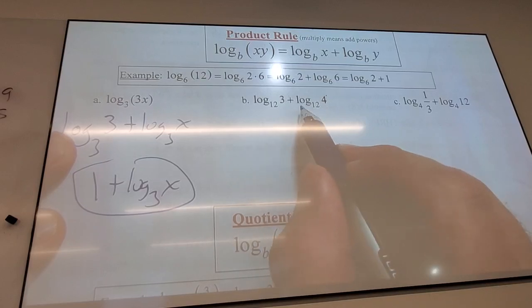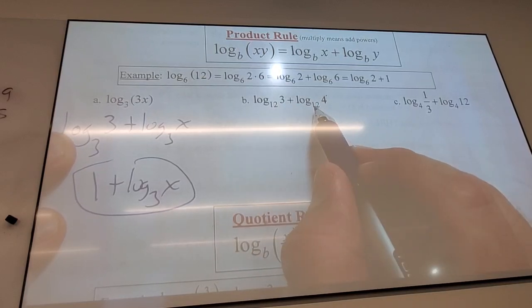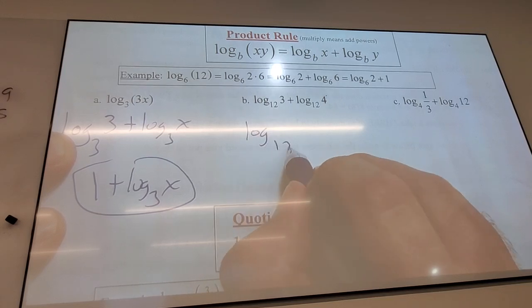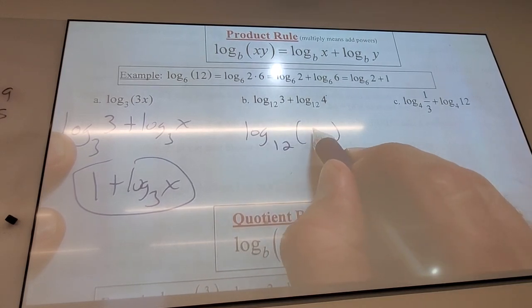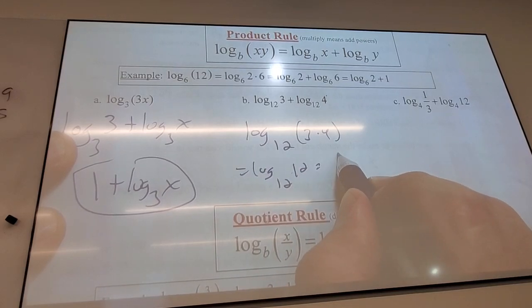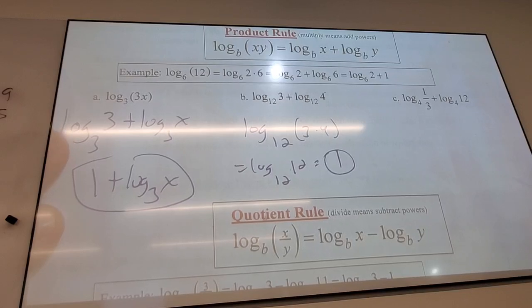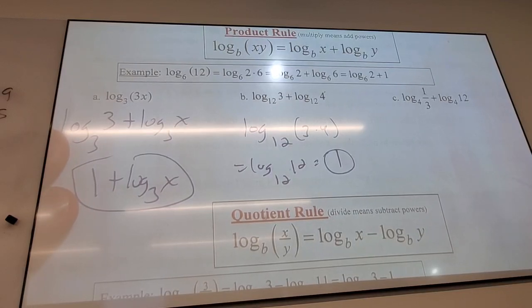This guy's just going the other way. So I'm adding two powers that have the same base. That means I can rewrite it as 3 times 4, log base 12 of 12, which remarkably enough is 1. So when I'm adding logs, that means you can make it the log of the product. When I'm multiplying inside of a log, I can rewrite it as a sum of logs.